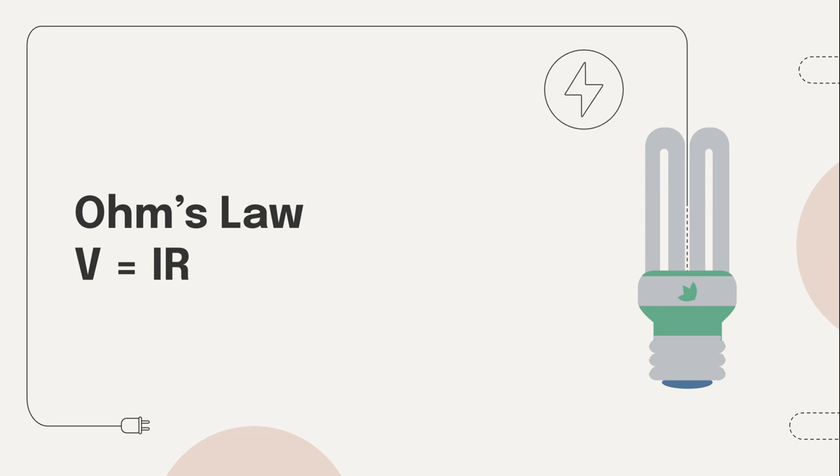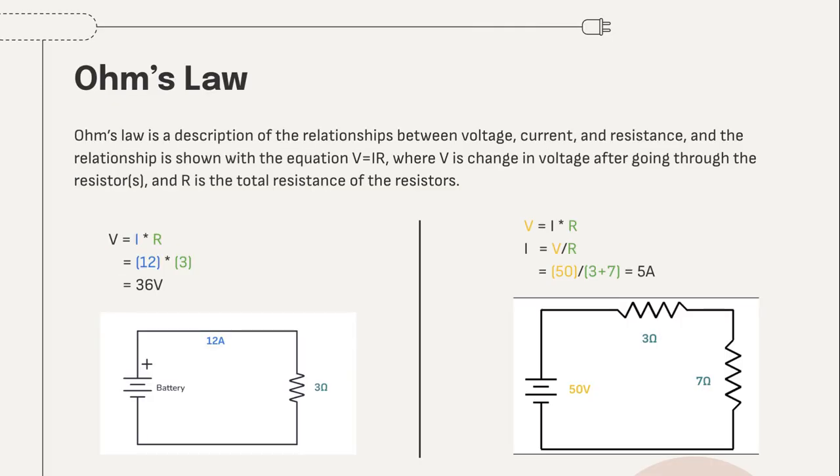Finally, it is about Ohm's law. Ohm's law is a description of the relationships between voltage, current, and resistance, and the relationship is shown with the equation V equals IR, where V is the change in voltage after going through the resistor and R is the total resistance of the resistors. Here are two examples.